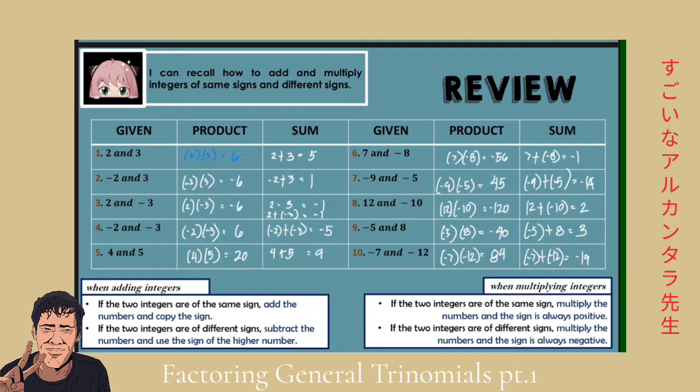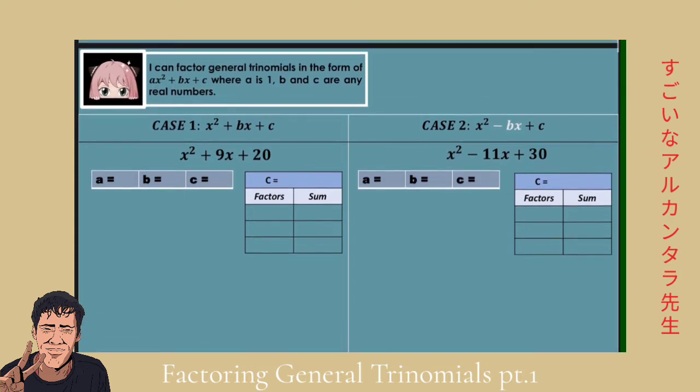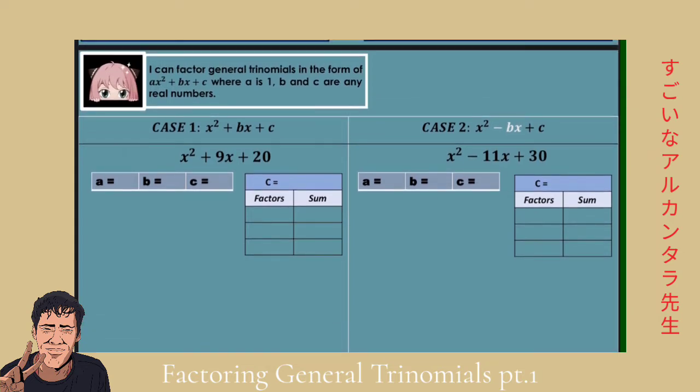To continue, let us now have different cases or different examples for our general trinomial where a is 1. As you can see here, our first example has x squared plus bx plus c as the pattern. Basically, class, everything is positive. So it's important for us to identify what is A, B, and C. You don't have to overcomplicate this.